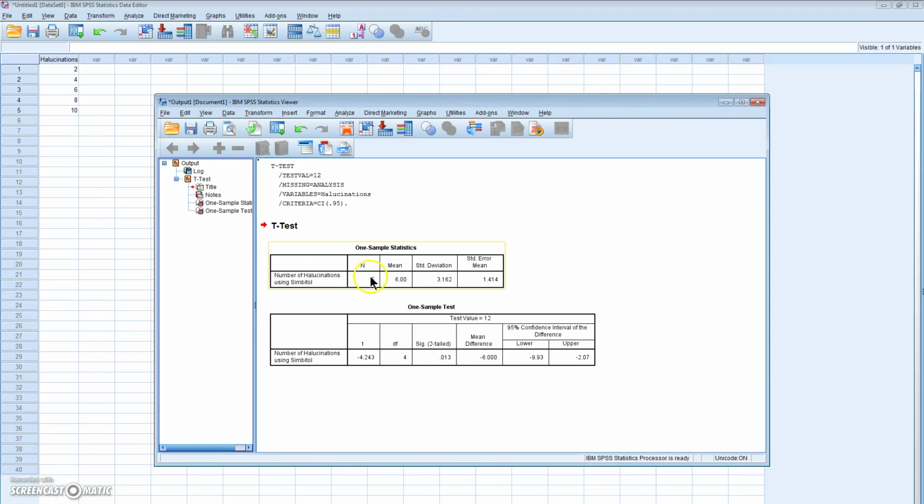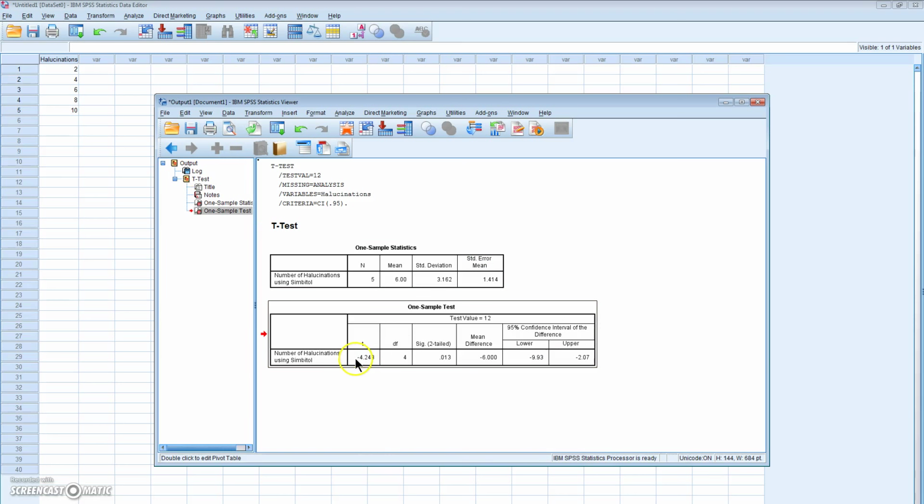It does the t-test. It gives you your descriptive statistics. There were 5 subjects. The mean of those 5 subjects was 6, the standard deviation, and then the standard error of the mean. Note that this is the value that would be the standard deviation over the square root of the sample size. So 3.162 divided by the square root of 5 is equal to 1.414. There's your standard error of the mean.